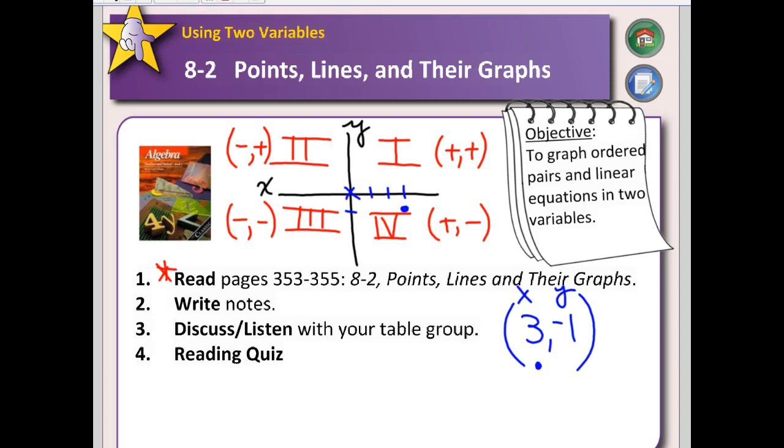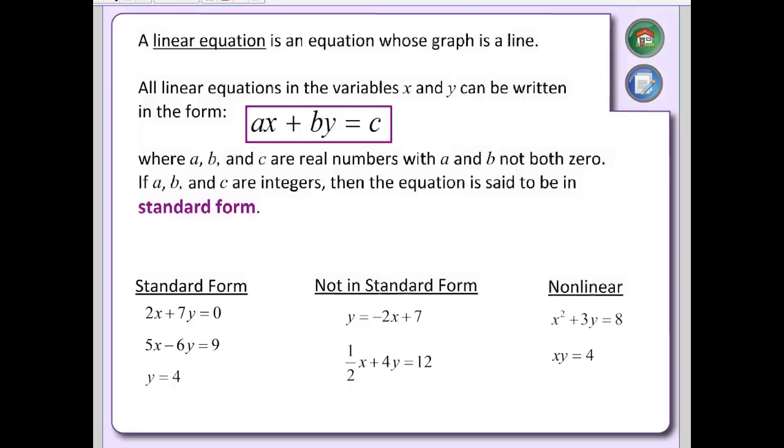Now, the next thing I want you to look at, and I want you to star this on your vocab sheet, is the idea of a linear equation. So go ahead and star that on your note sheet, and we're going to see a linear equation is an equation whose graph is a line. Do you see the word line in linear? Now, we're going to see that there are 2 different forms of a linear equation.